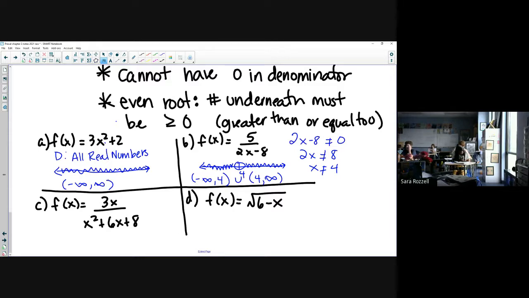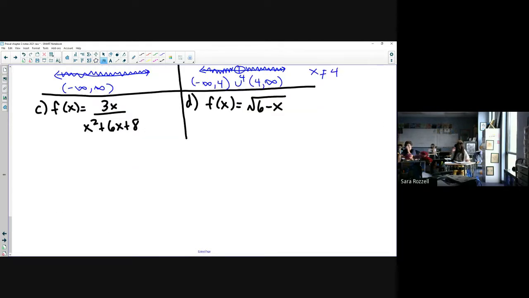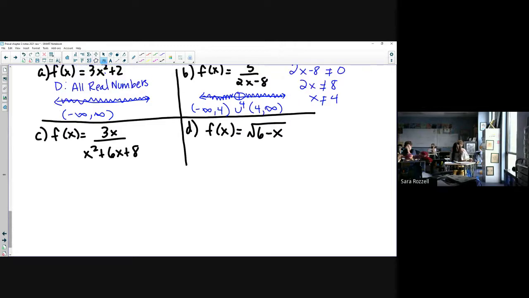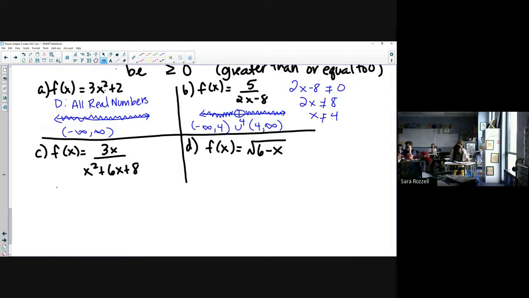Let's look at our third one. Do we have a denominator or a root? Denominator. You don't see a square root sign. We have a denominator, and what can a denominator not equal? It cannot be 0. So let's figure out what makes it equal to 0.